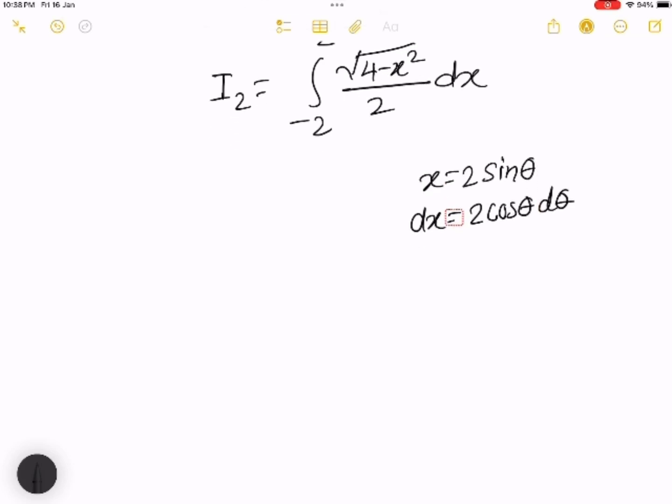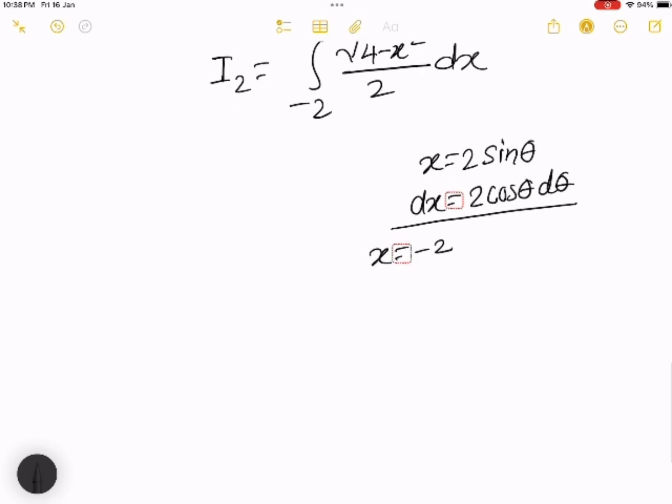And now let's figure out the limits. If x equals -2, then what will be sine theta? So let's put x equals -2 equals twice sine theta.